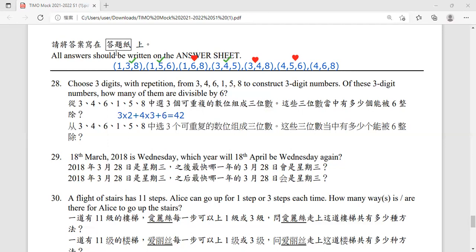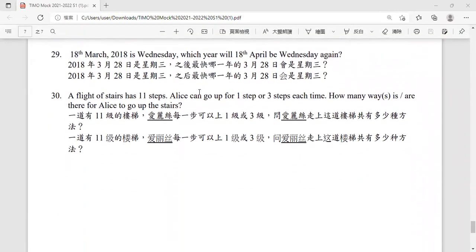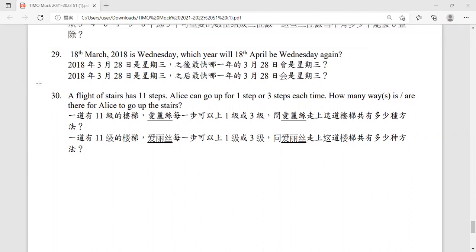Oh, no, 24. It's 24. Okay, 29. 29, you can do it yourself. Actually, very simple, but you just consider the years. You just consider a leap year. So actually, you can make a chart. Make a chart yourself.